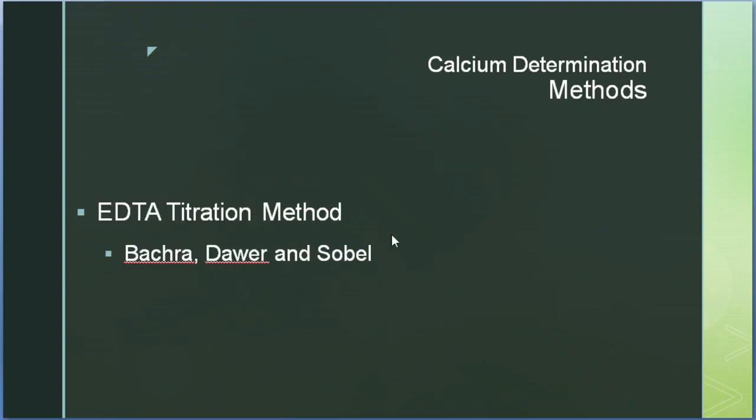We have another classical method that we use to determine your calcium. It is your EDTA titration method by Bachra, Dawer, and Sobel. So this is a classic method for determining your calcium and other suitable cations. The titration with standardized solution of your EDTA actually binds to your metal ions in water to give a stable chelate complex. Hence, kaya tinatawag na itong complexometric titration method. So we do not technically use this anymore. It's just nice to know this is a classical method.